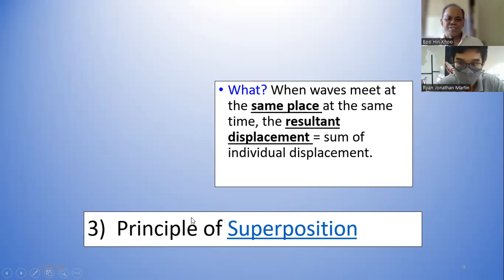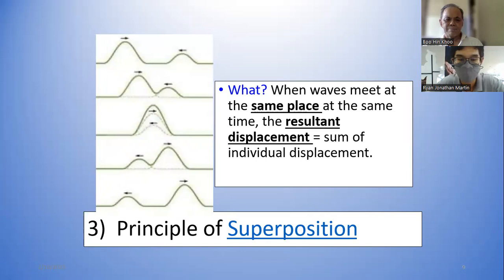Principle of superposition: when the waves meet at the same place at the same time, the resultant displacement equals the sum of the individual displacements. Okay, that's what it means. When they meet, they add up.